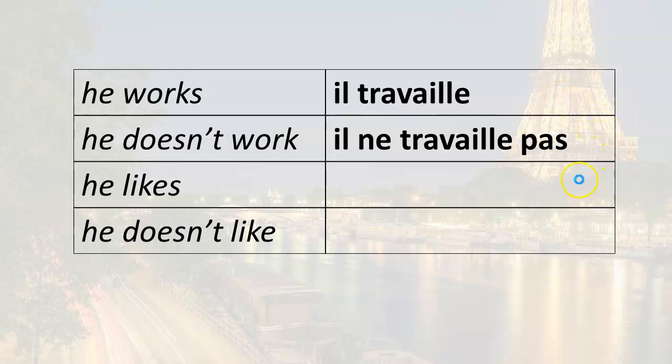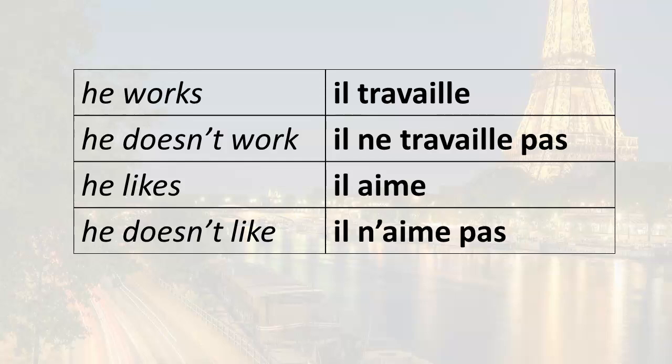He likes, il aime. He doesn't like. Notice that this begins with a vowel, so the n apostrophe. Il n'aime pas. Il aime, he likes. Il n'aime pas, he doesn't like. Il aime, il n'aime pas.